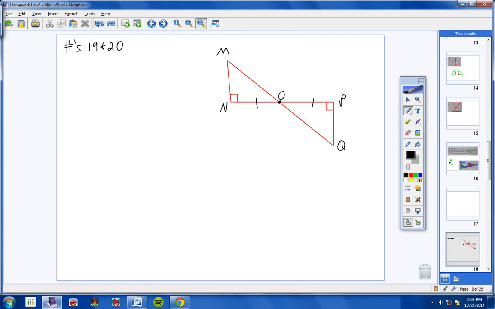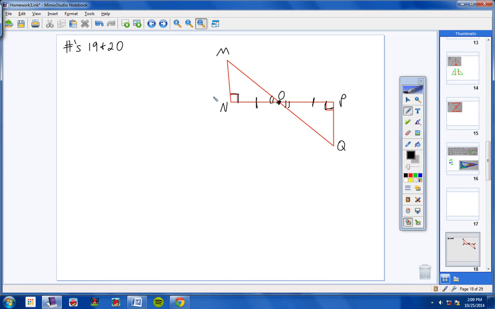Well, first of all, it says in the directions that O is the midpoint of NP. If O is the midpoint, then I know this segment here has to be congruent to this segment here. So I put a mark here and a mark here. It also says in the directions that MN is perpendicular to NP, so I know this is a 90-degree angle, and it says the same thing here about NP and PQ. Now, I know that vertical angles are congruent, so I know for sure this angle here is congruent to this angle here.